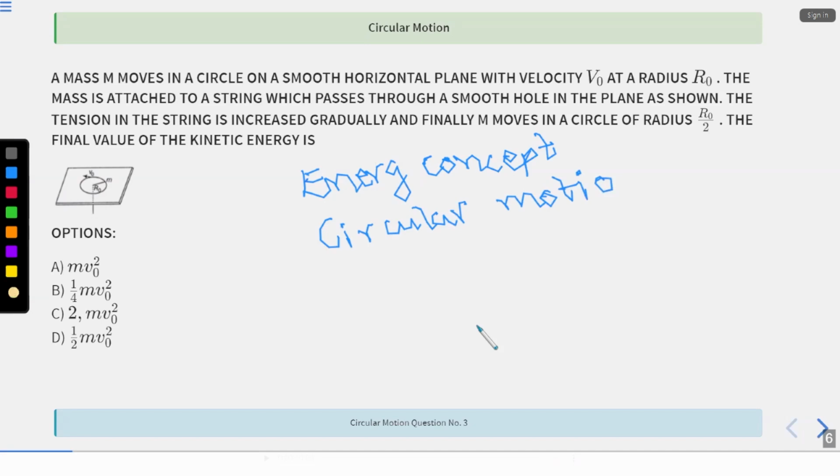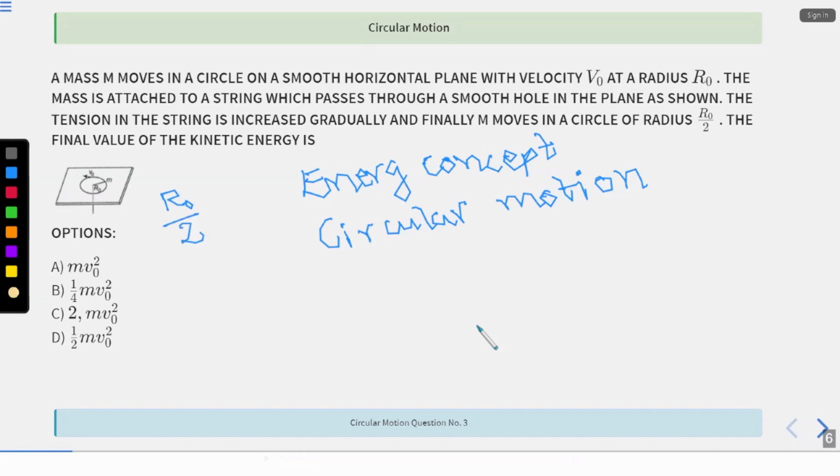Again, we'll be using angular momentum over here, okay? So what they are telling is that there was a body of mass m that was moving in a circle. But then the tension is increased, and the particle which was moving in the r0 circle will start moving in r0 by 2. Okay, so how do we do this?